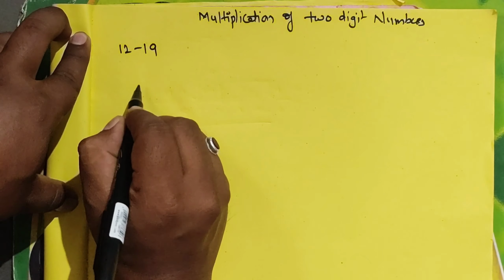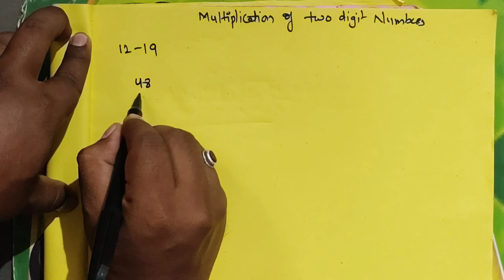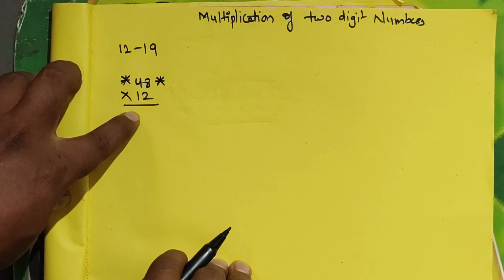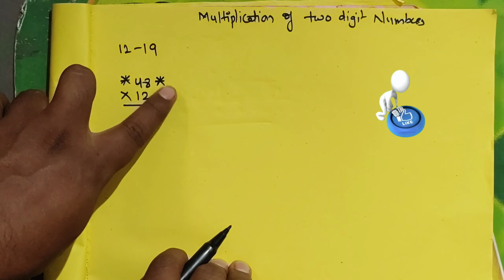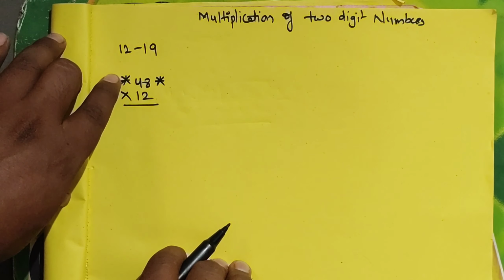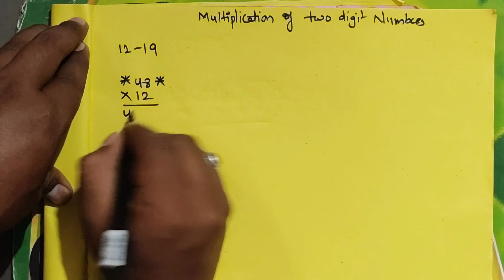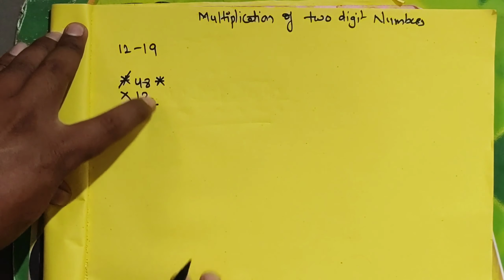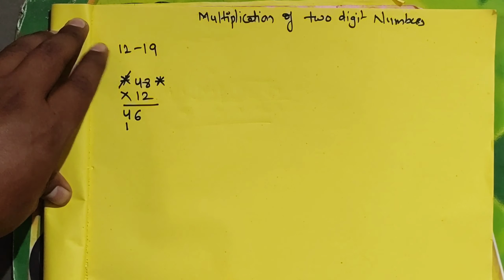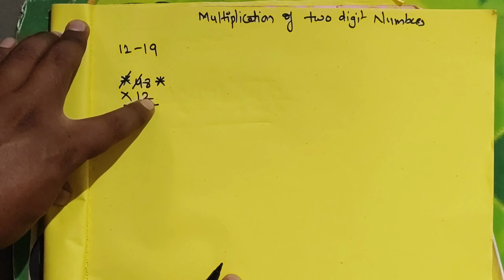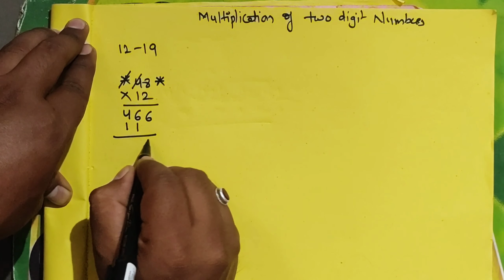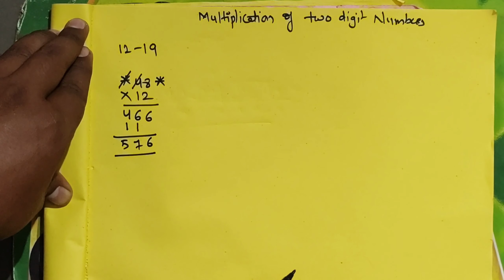Example, I will take the numbers 48 and 12. 48 into 12. Take the two stars at both ends and multiply with 2 only. First of all, multiply 2 with the star. I already told that star means it is 0 only. Now 2 into 0 is 0, 0 plus 4 becomes 4. Then remove the star here. Now 4 to the 8, 8 plus 8 becomes 16, 6 carries the 1. Now remove the 4 also. Now 8 to the 16, 16 plus 0 is 16, means take the 6 here, and 1. Now add them: it becomes 6, 7, 5, so 576.